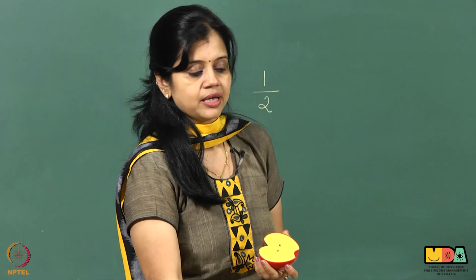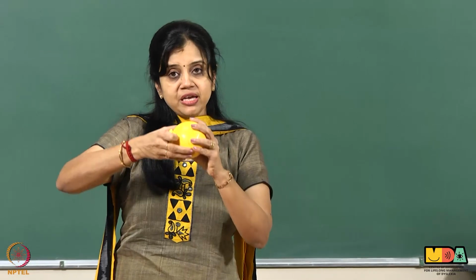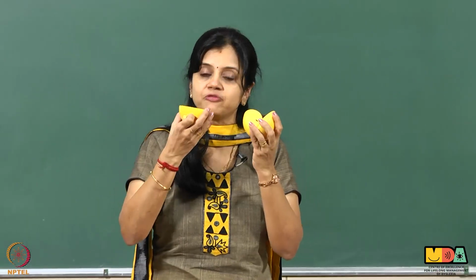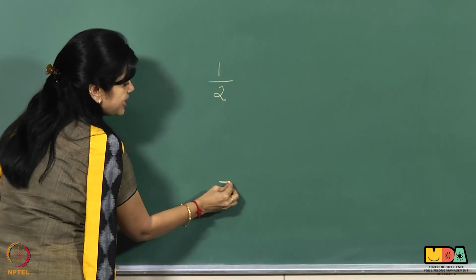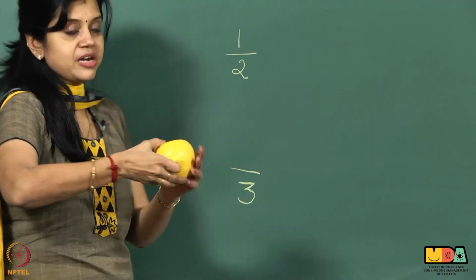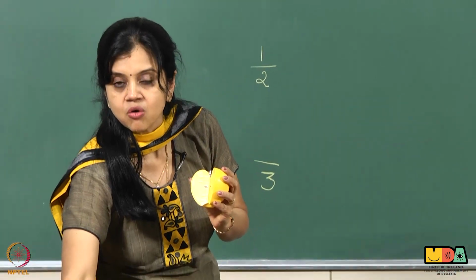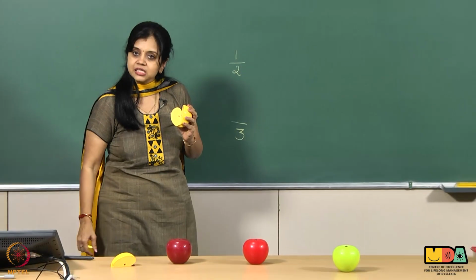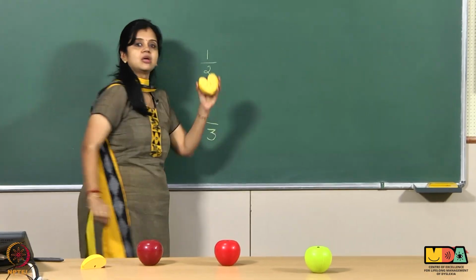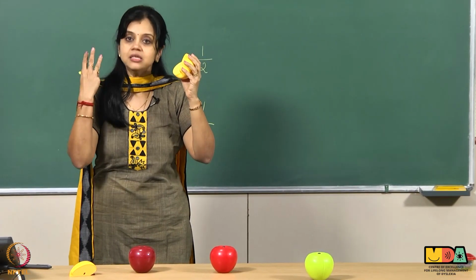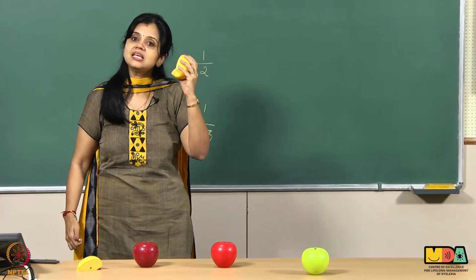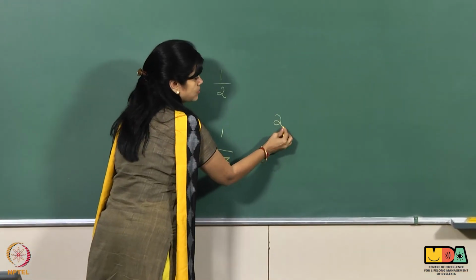Just in case, instead of cutting this apple into 2 equal pieces, I put them into 3 pieces of the same size, how many pieces do I have in all? I have 3. So, I will write the 3 pieces. And how many am I keeping down now? 1. So, how will I write it as a fraction? 1 by 3. How many do I have in my hand? I have 2 pieces. Out of how many pieces? 3 pieces. So, how do I represent it as a fraction? 2 by 3.